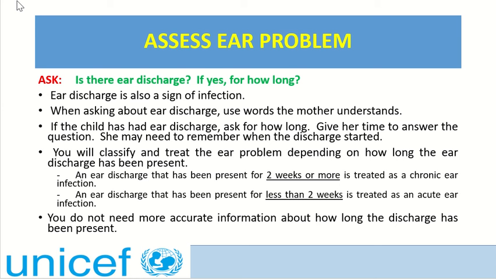You will classify and treat the problem depending on how long the ear discharge has been present. Any discharge that has been present for 2 weeks or more is treated as a chronic ear infection. Any discharge that has been present for less than 2 weeks is treated as an acute ear infection.